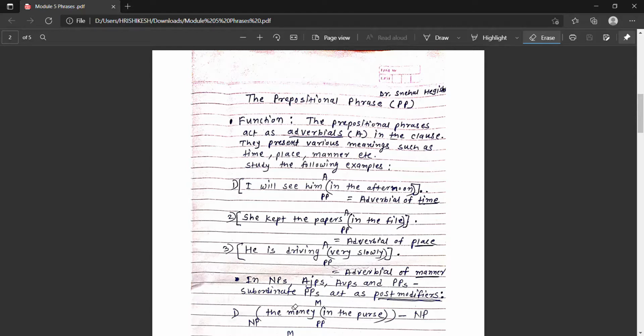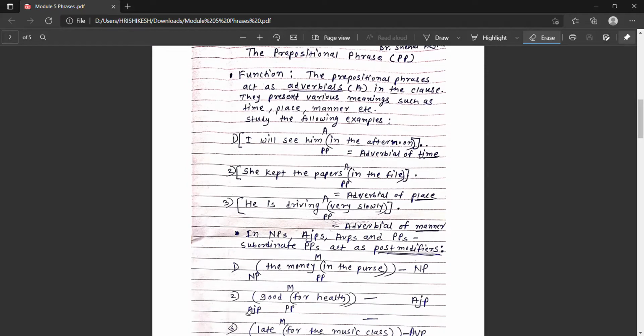Example number 1, here, the money in the purse. The money in the purse is a noun phrase. We have enclosed in the purse in the round bracket, and we have given the label PP, prepositional phrase. But what is the function of this prepositional phrase? Modifier. So you have to identify the head of this noun phrase. The head of this noun phrase is money. The is again a modifier.